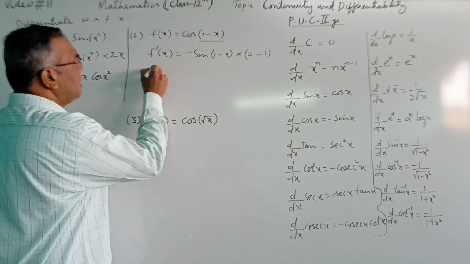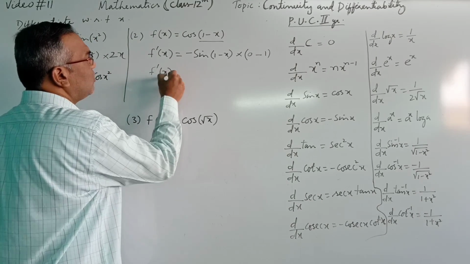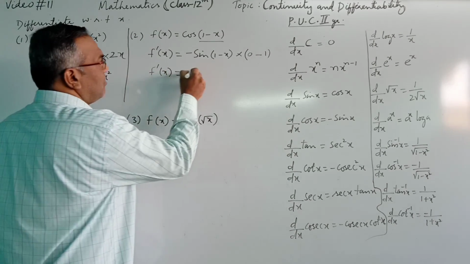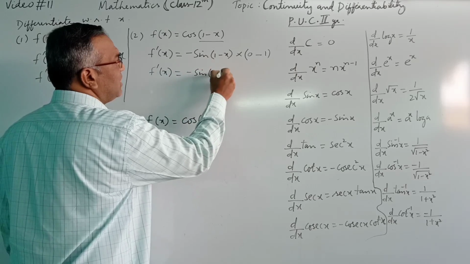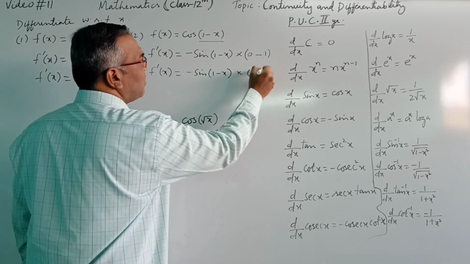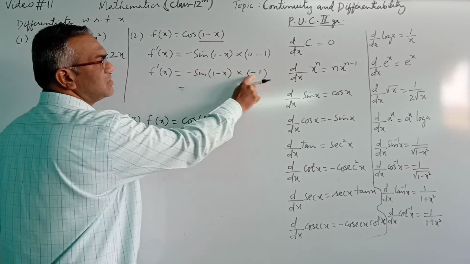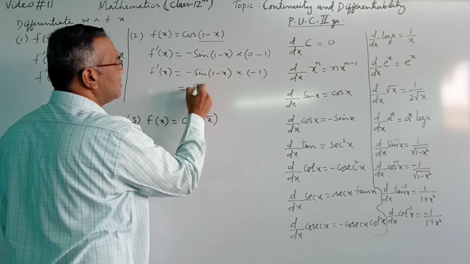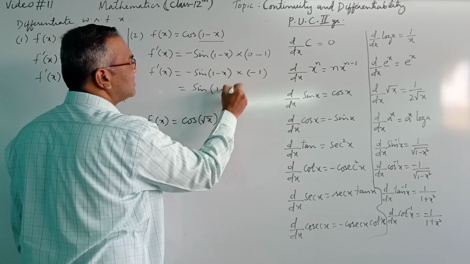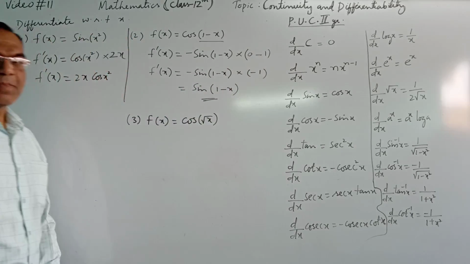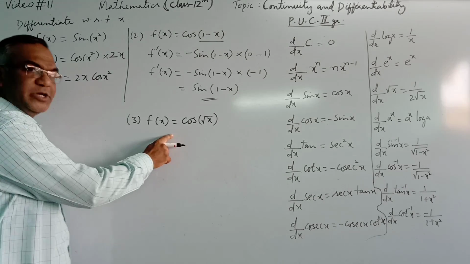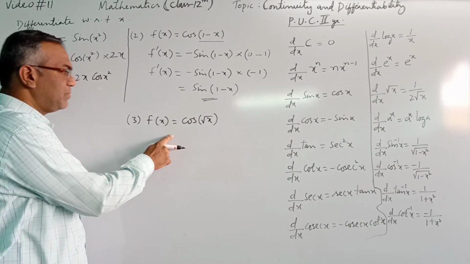So that will be f dash of x is equal to minus sine 1 minus x into minus 1. So minus into minus will become plus. So that will become sine 1 minus x. This is the answer. We have one more question here that came in exam.